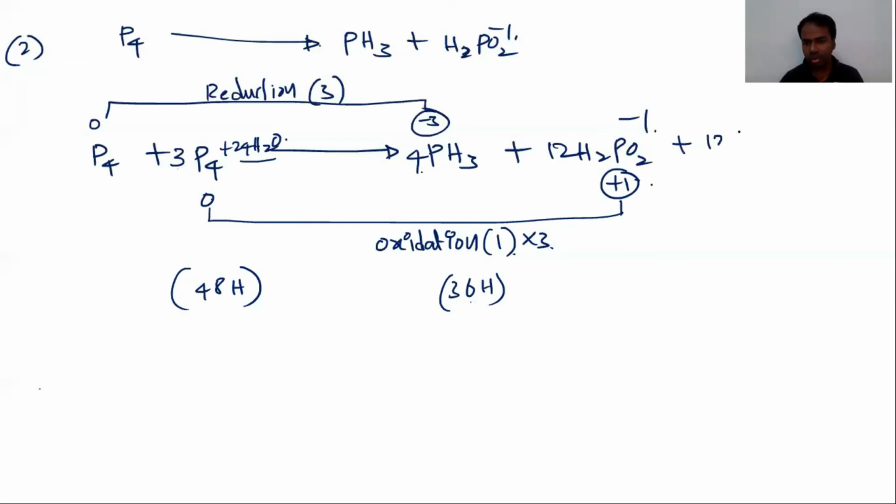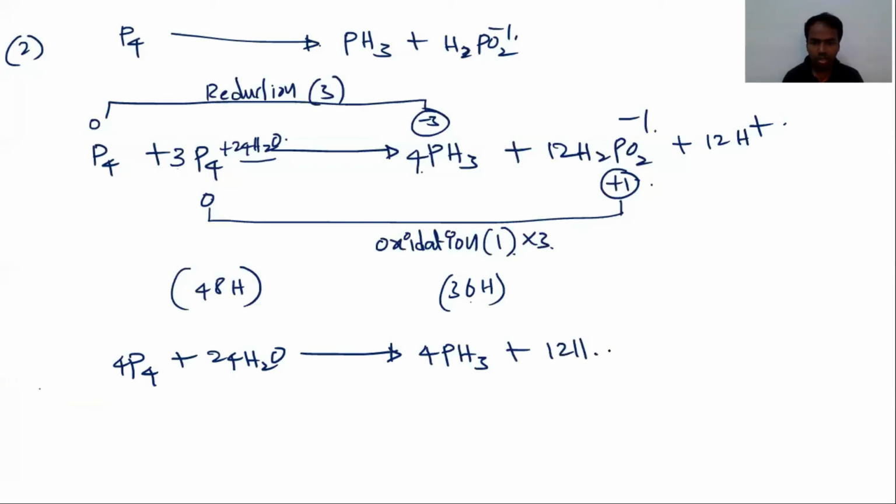Then add the 12 H+. Now write the final equation here: 3 plus 1, so a total of 4 P4, plus how many water molecules? 24 H2O. So it forms 4 PH3 plus 12 H2PO2⁻ plus 12 H+. Okay, if you observe this reaction, this total reaction can be divided by 4.